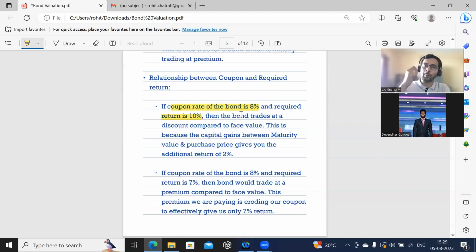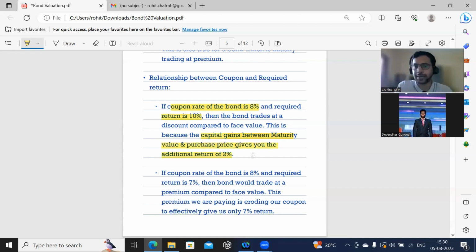Although the coupon is 8%, you are basically receiving 10% in the form of the 8% coupon plus 2% per annum of capital gains. The capital gain between the maturity value and the purchase price is what gives you the additional 2% return per annum.